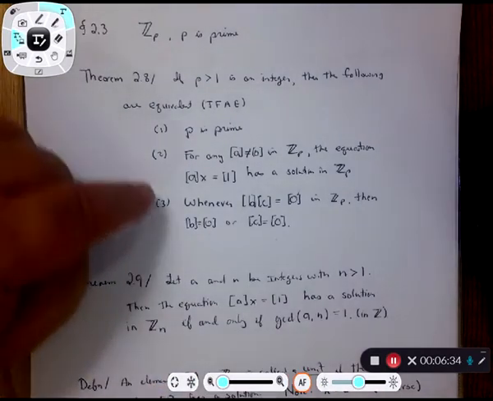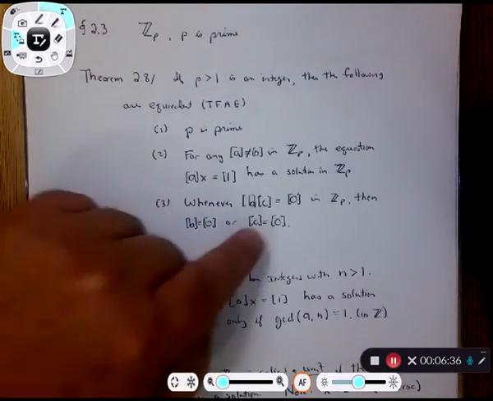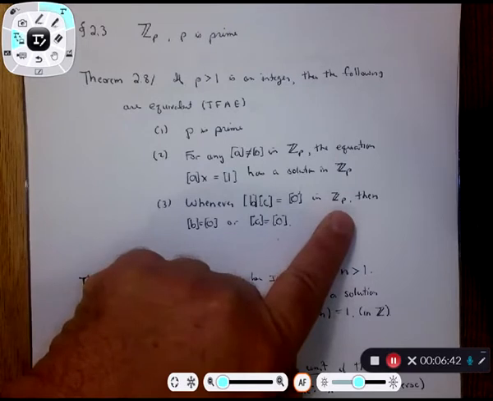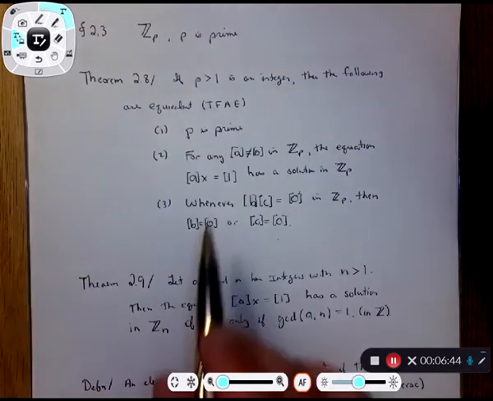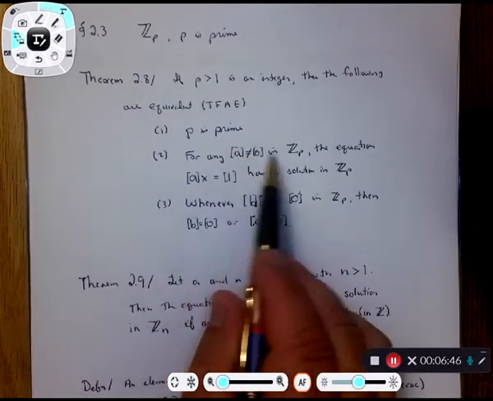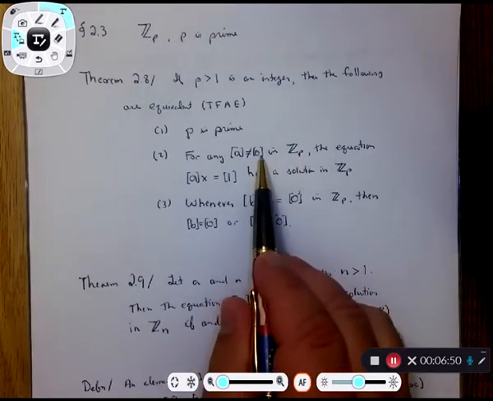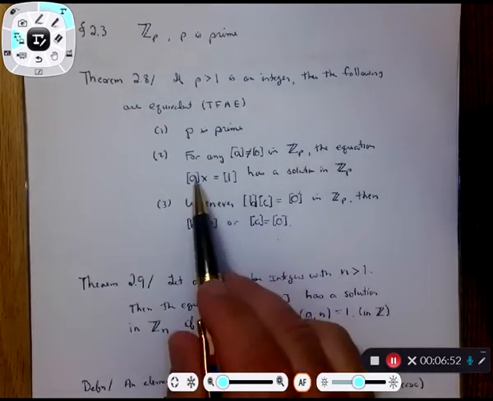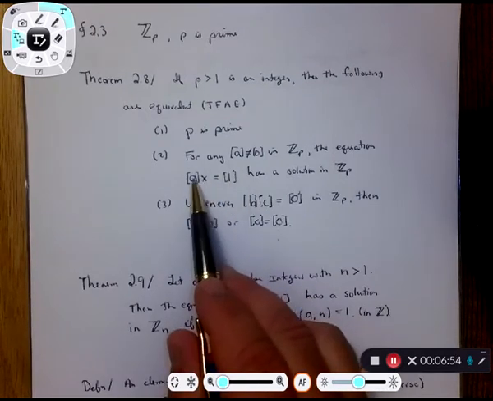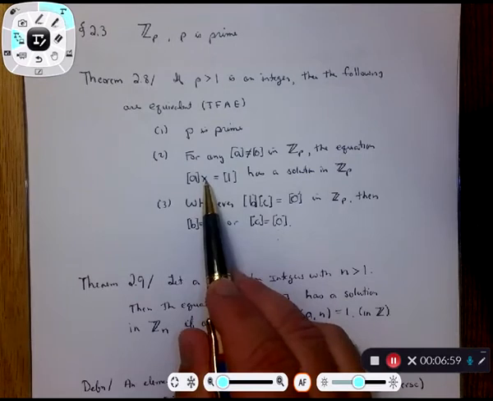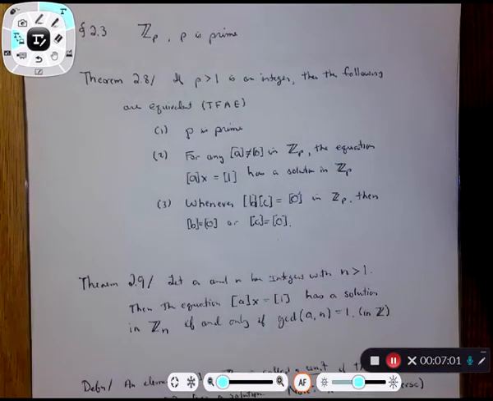And so if you got just one of these statements, if you got this situation for all elements of equivalence classes in ZP, automatically P is going to be prime. If I have that every element in Z mod P that's not 0, by the way, has a multiplicative inverse, you can solve the equation A times X equals 1. There exists an equivalence class X, then automatically P had to be prime.